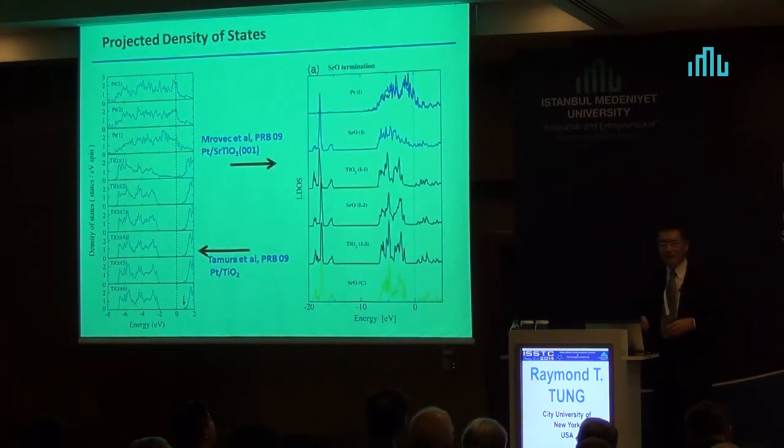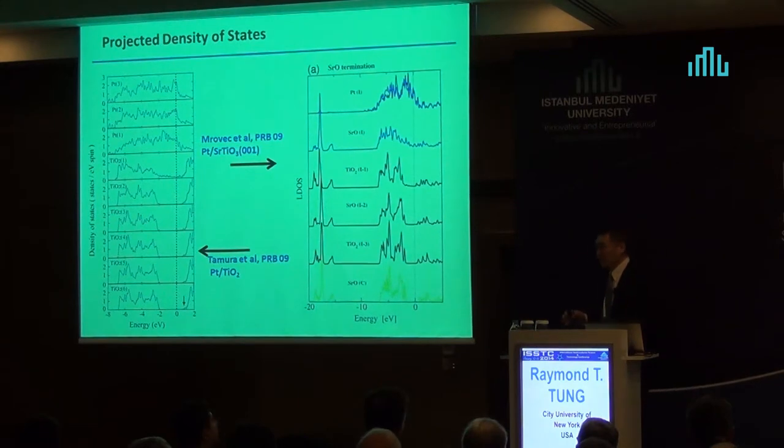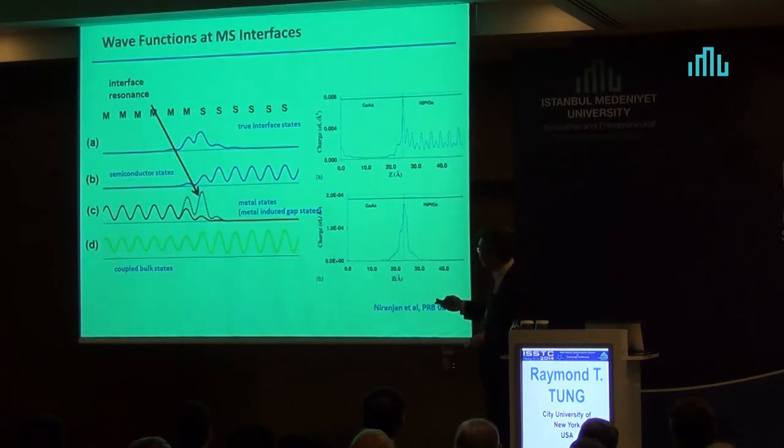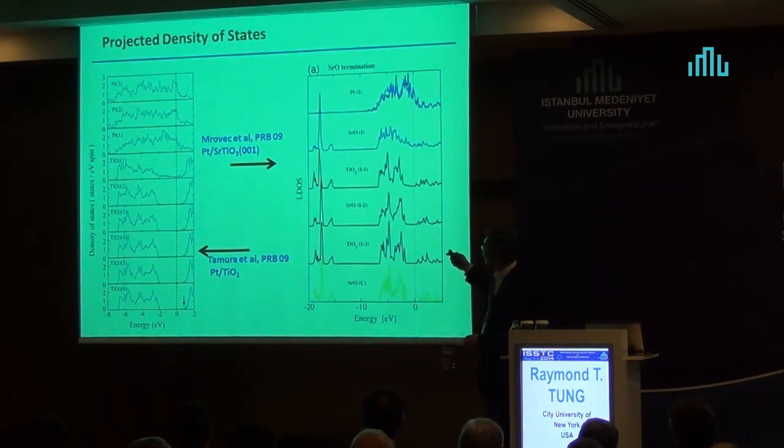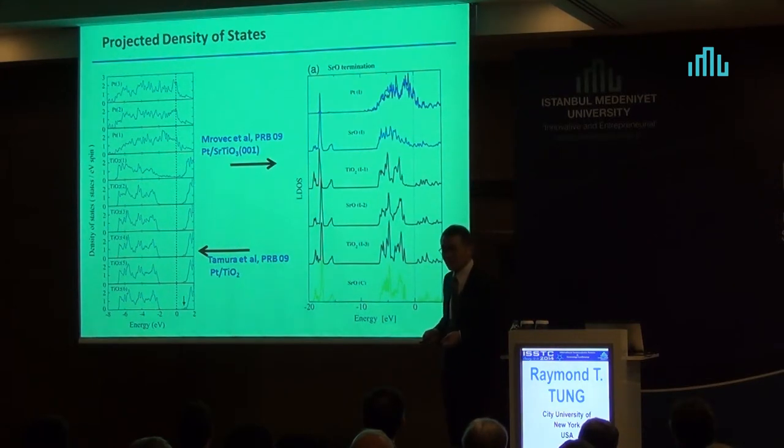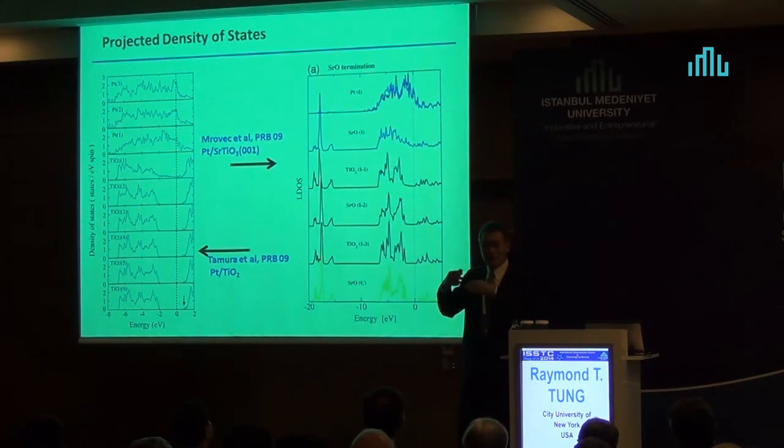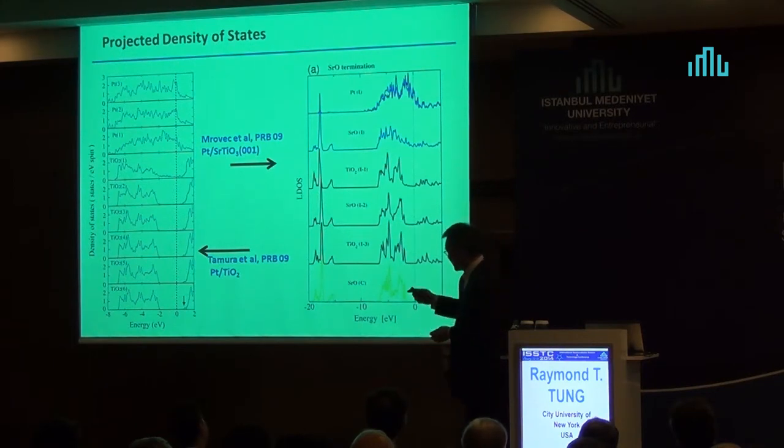Since there is a lot of interest in metal-induced gap states, we should take a closer look at what theoretical calculations show us. I've shown here a result obtained from the literature, the projected density of states, point by point, for a platinum to STO interface. Now, the barrier height here depends on the termination, whether the interface begins with an SrO layer or begins with a TiO2 layer. In this particular example, it begins with an SrO layer.